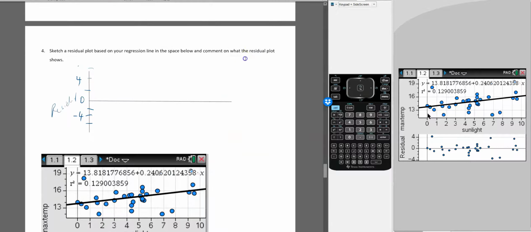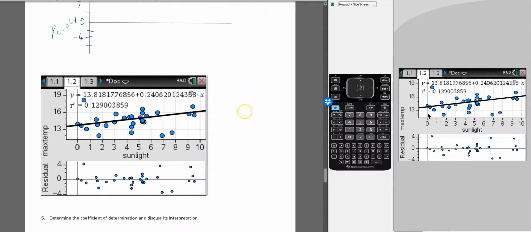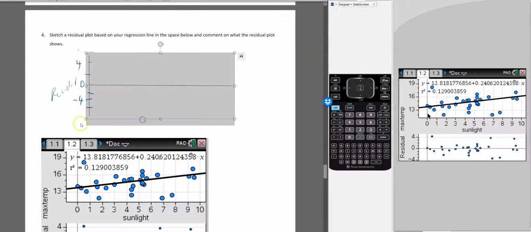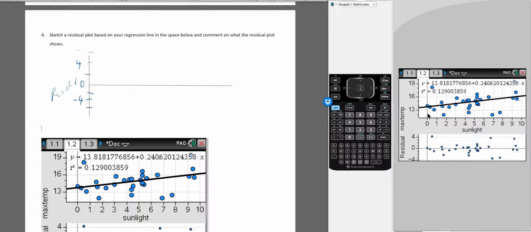Now keep in mind it says, comment on what the residual plot shows. Whenever you're asked to comment on the residual plot, you need to state if there is a clear distinct pattern or if there's no distinct pattern. So the residual plot shows no distinct pattern, which implies that the association is linear.